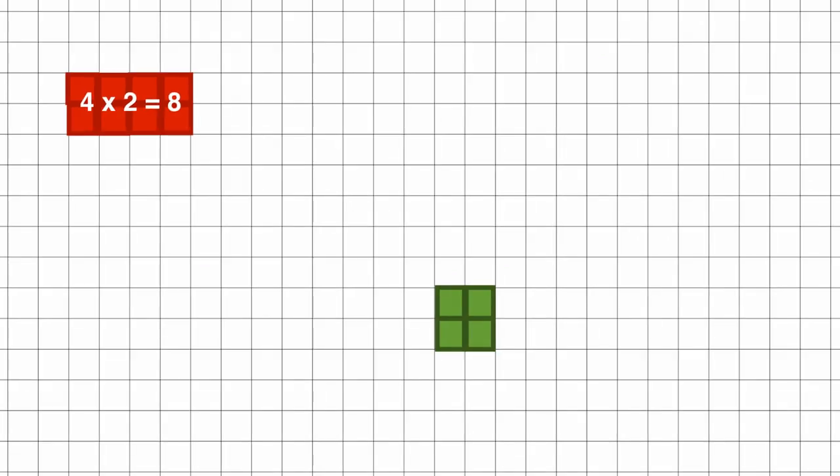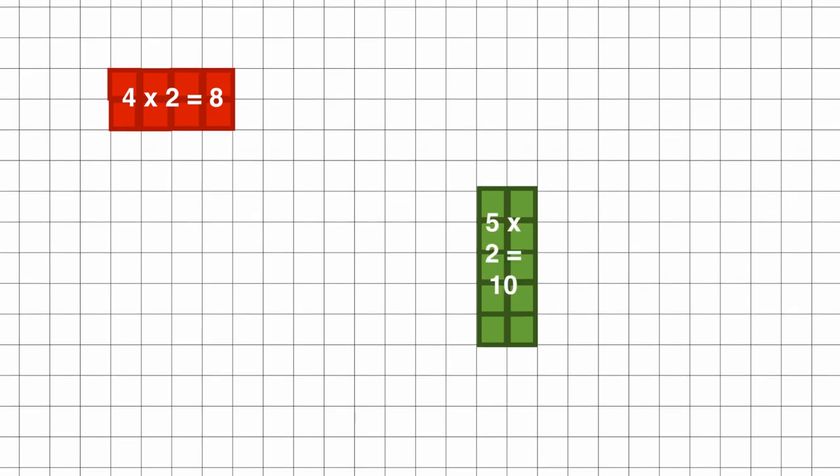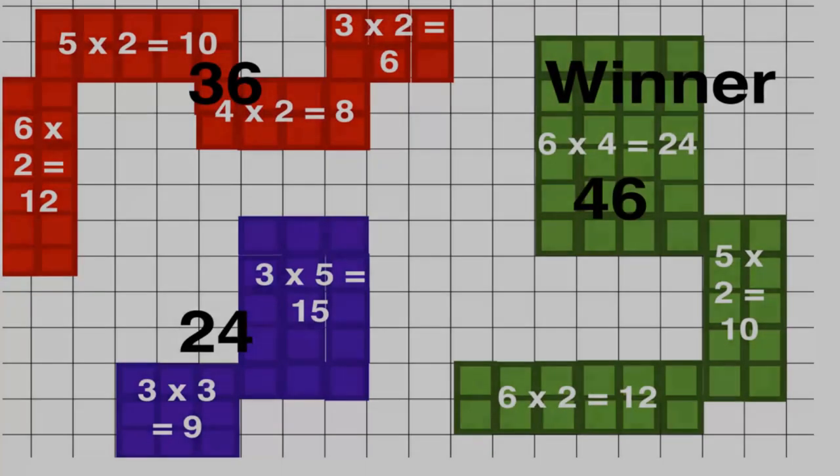The players will take turns rolling the dice and drawing in their squares until there's no room left on the graph. And then the player with the largest total area wins.